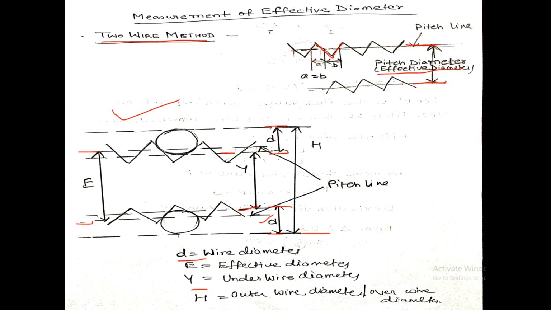Then what will be Y? Y will be H minus 2D. This D and this D must be subtracted from H. Then you will get the value of Y. Y is the under wire diameter.